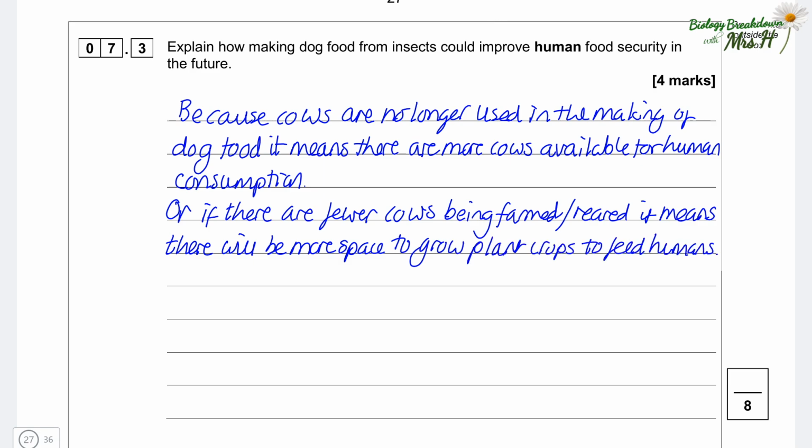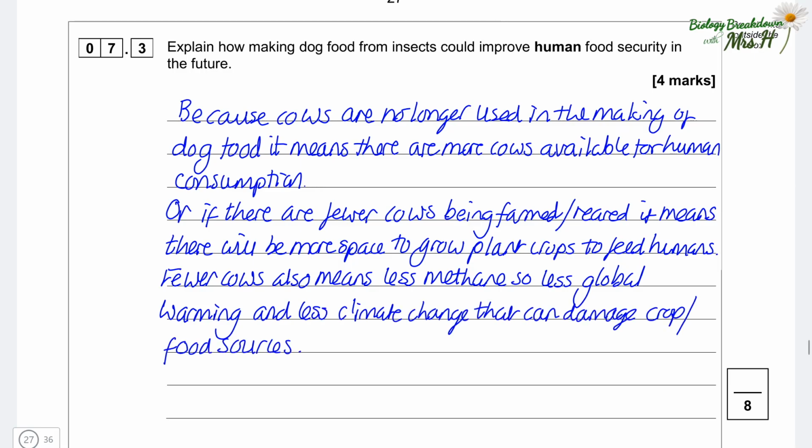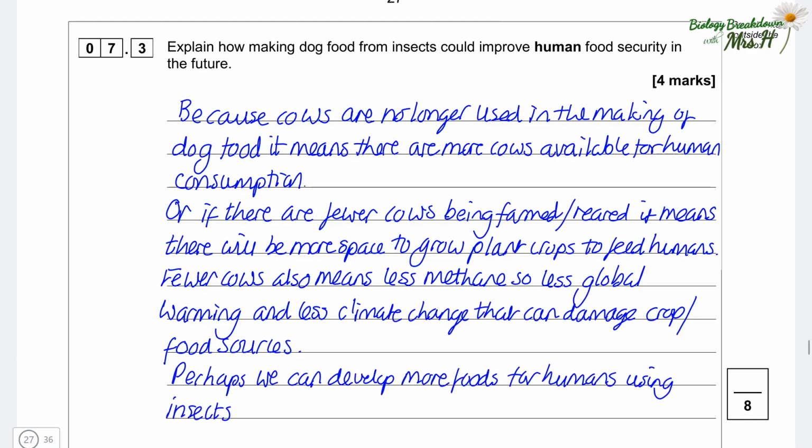Fewer cows will also mean that less methane will be released, so there'll be less global warming. Why is that relevant to this question? Because there'll be less climate change that could potentially damage our crops and food sources. Perhaps we can develop more foods for humans using insects.